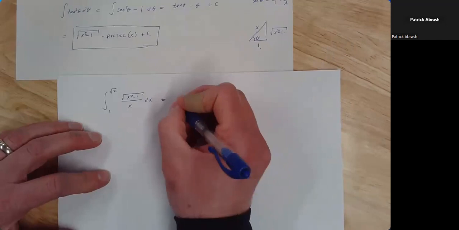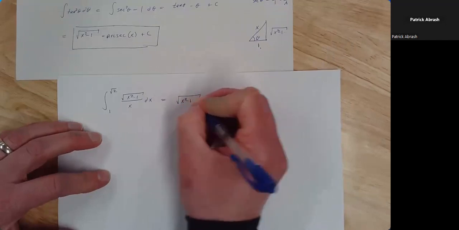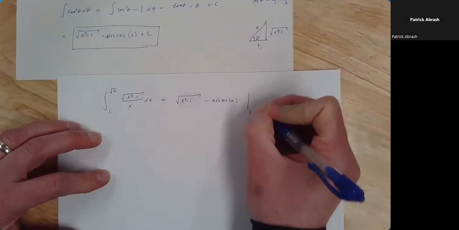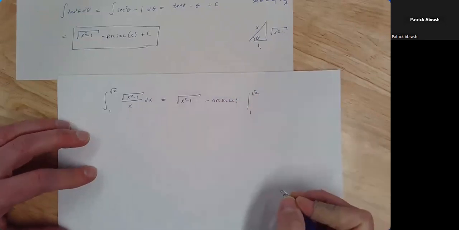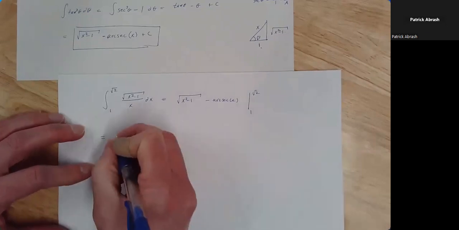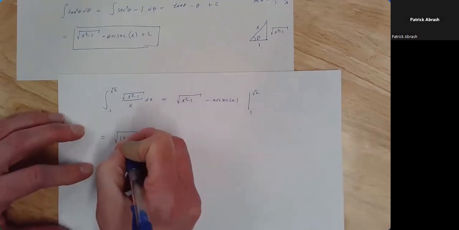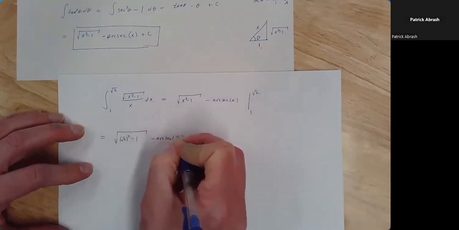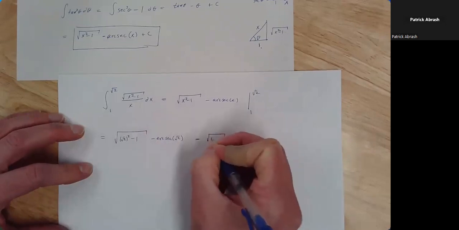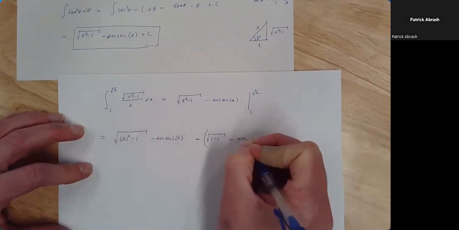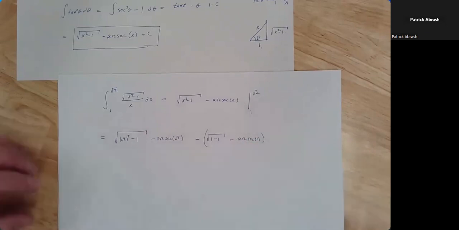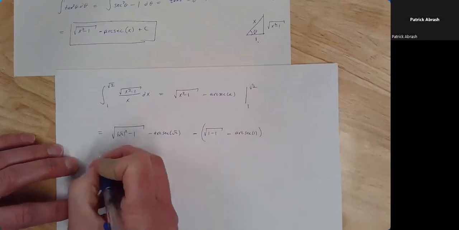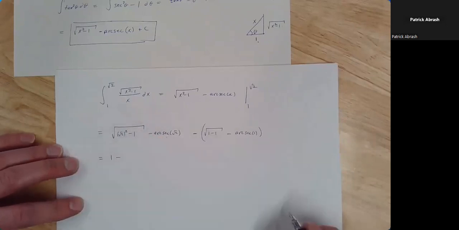So one option would be to say it's this antiderivative from 1 to root 2. And you can plug in and figure out your answer. So we're going to get the square root of the square root of 2 squared minus 1, minus the arc secant of the square root of 2, minus the square root of 1 minus 1, minus the arc secant of 1. Okay, fun questions. Well, not so fun. Square root of 2 squared is 2. 2 minus 1 is 1. So you get 1. What's the arc secant of root 2?